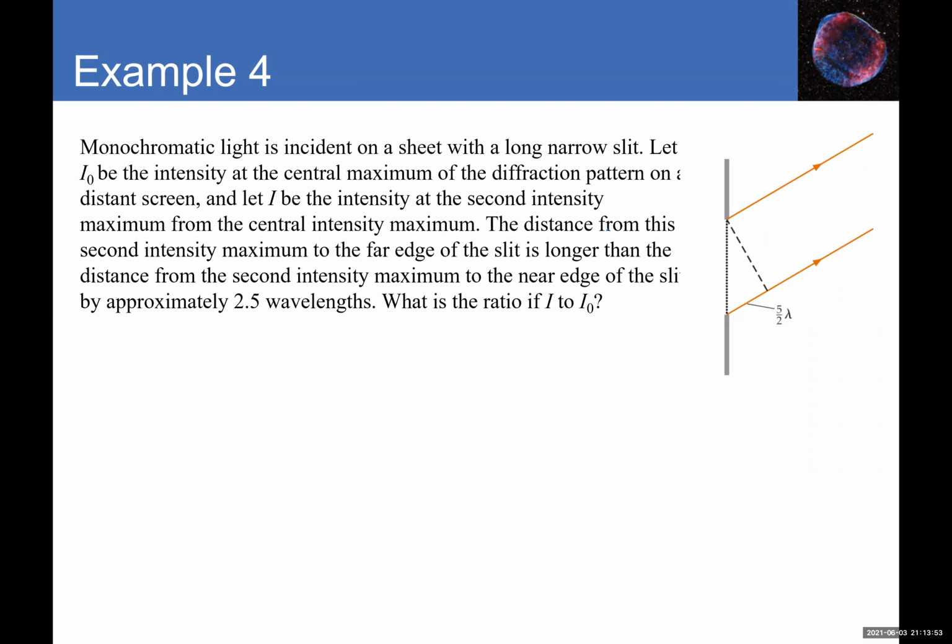The first intensity maximum from the central one is m equals 1, and then the second one is m equals 2. The distance from this second intensity maximum to the far edge of the slit is longer than the distance from the second intensity maximum to the near edge of the slit by approximately 2.5 wavelengths. What is the ratio of I to I naught? That means we can evaluate the expression for the intensity.